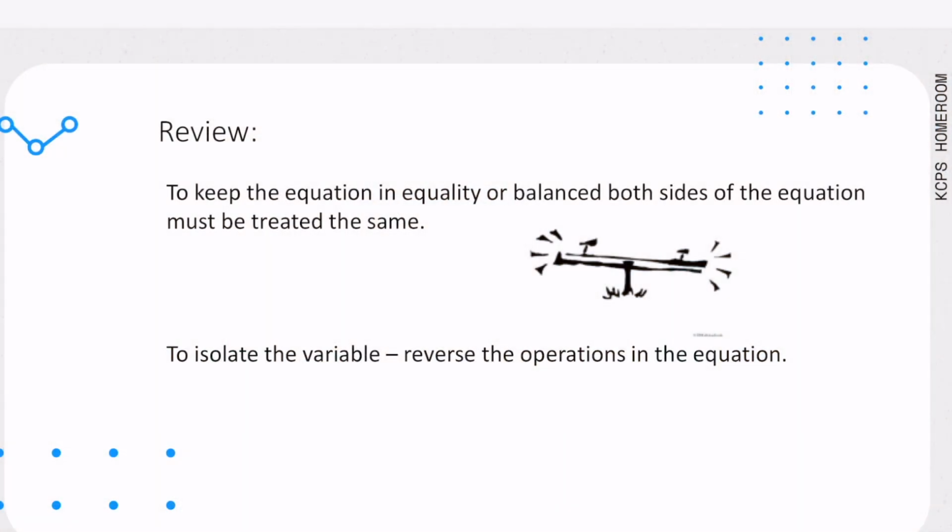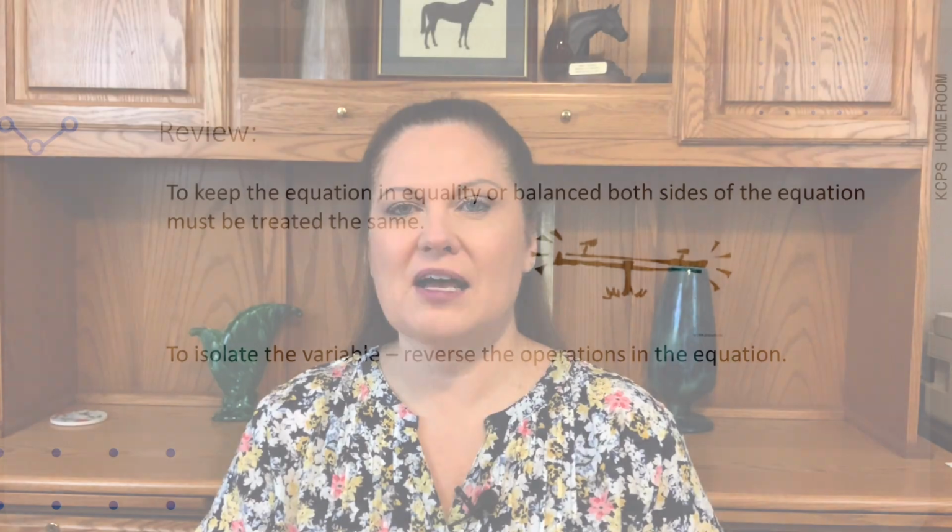Let's take a quick review. To keep an equation in equality or balanced on both sides, we must treat both sides the same. Remember, a teeter-totter goes up, goes down. We want that great place in the middle where both sides are balanced. To isolate the variable, you're going to do the reverse, known as the inverse operation, until one side has your variable and the other side has one constant.